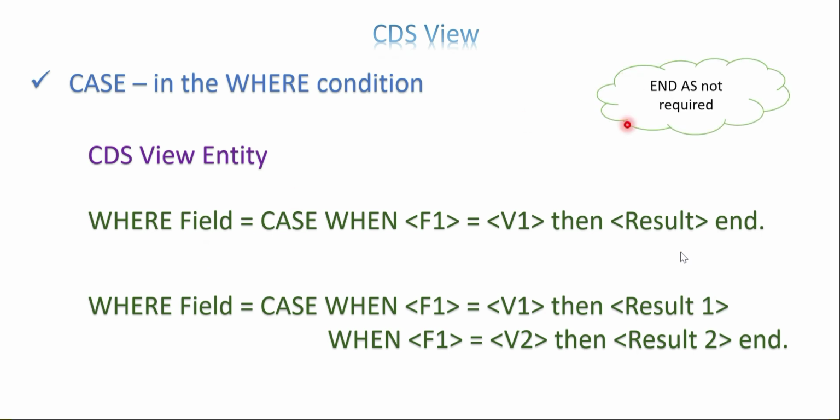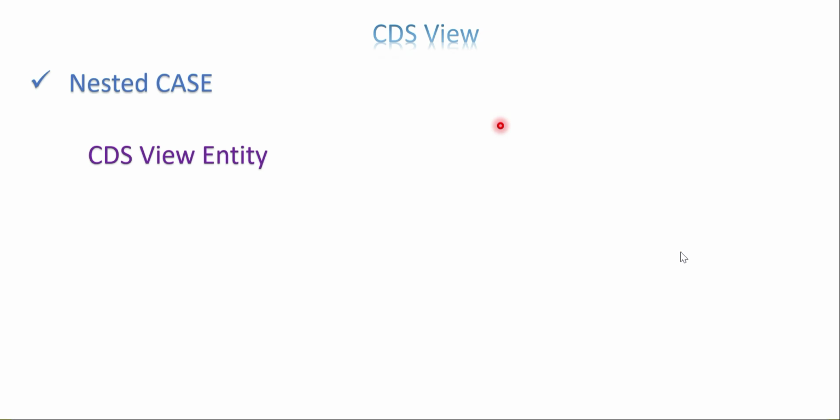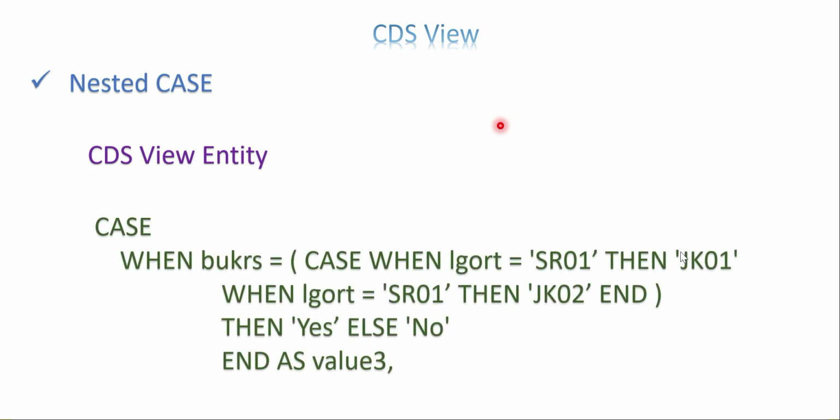And yeah, end as is not required. So the other option is a nested case statement. Can you have a nested case? Yes, you're able to make it a nested case if you have complex validations. This could be very useful.